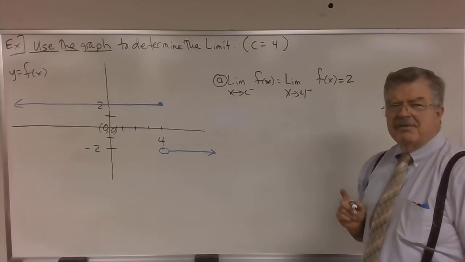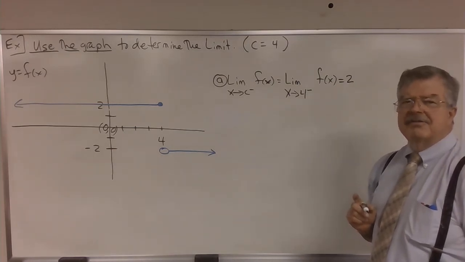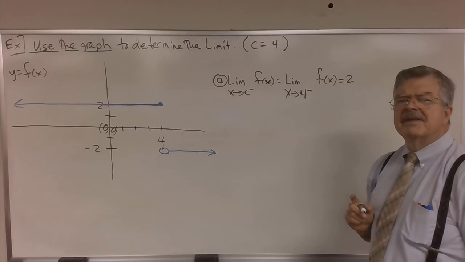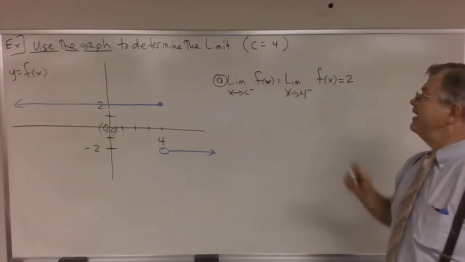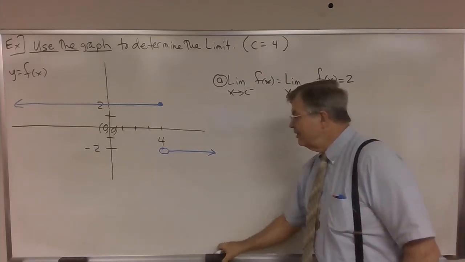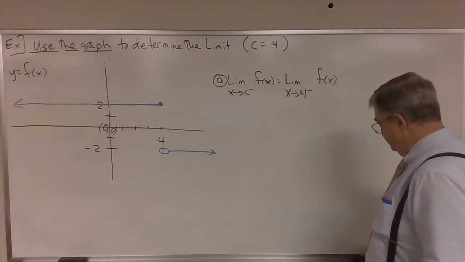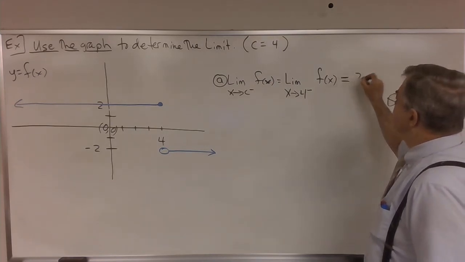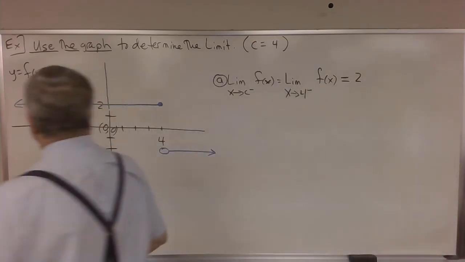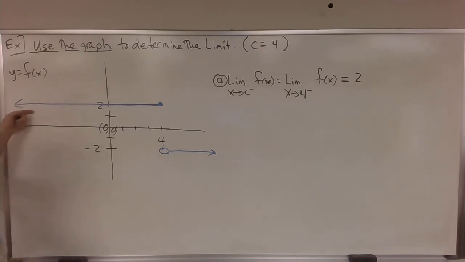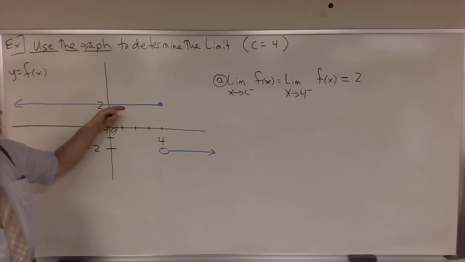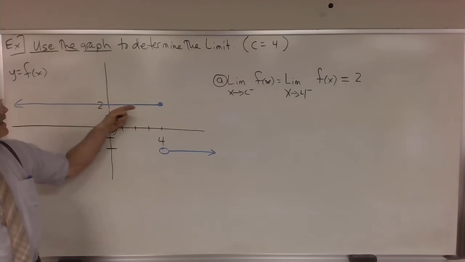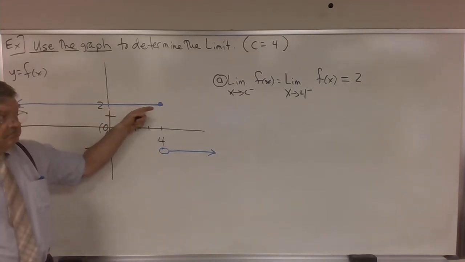Now there's another way that we could look at this. No, it says use the graph to determine the limit. So no, I think we're going to do it exactly the way that we did it. As we move along the graph in such a way that x approaches 4 from the left, the y value of the graph remains at 2. So the y value of the graph, f of x, is getting arbitrarily close to 2.